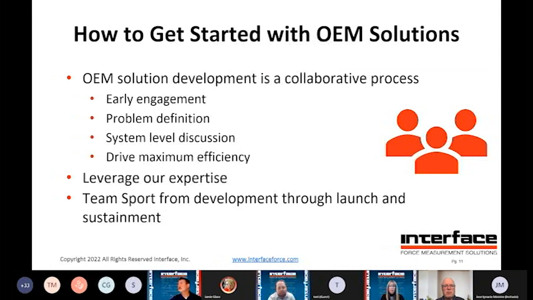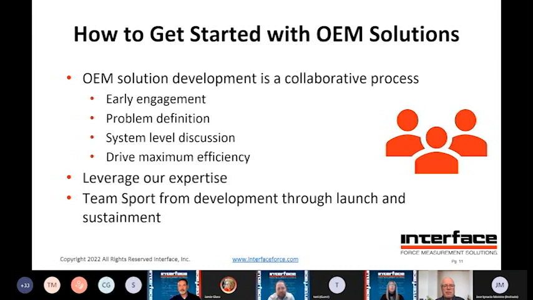So it's collaborative. The earlier we can get involved, the better we can understand the problem. We can look outside just the sensor. Oftentimes with OEM, of course, we're going into another machine, we're going into a system, and how our sensing capability or the measurement interacts with the rest of the system often has a large impact on overall success. So again, early engagement and collaboration, I should say, will drive the best efficiency for overall project and long-term project success.